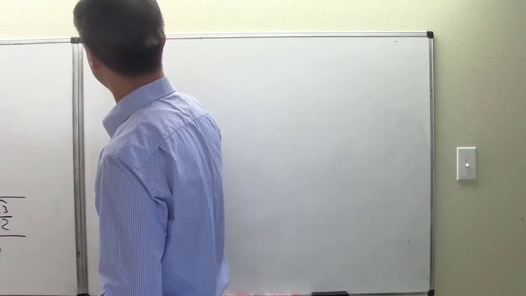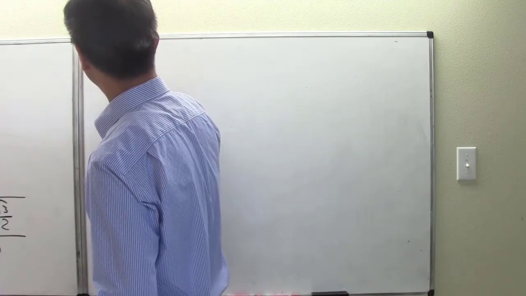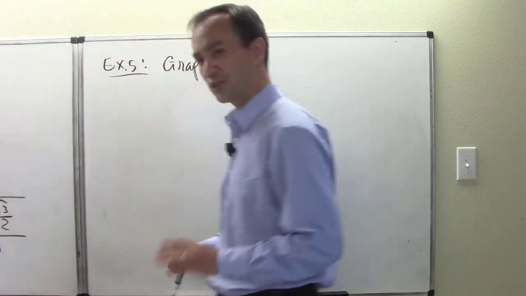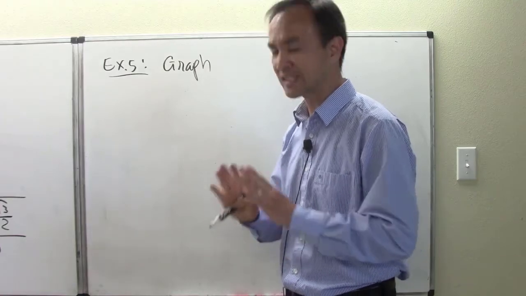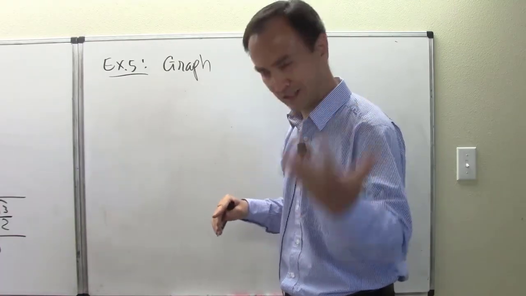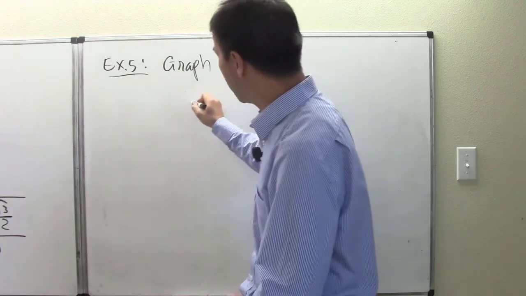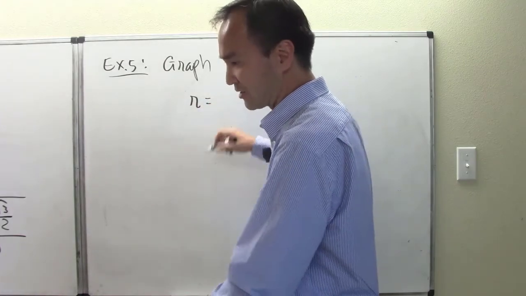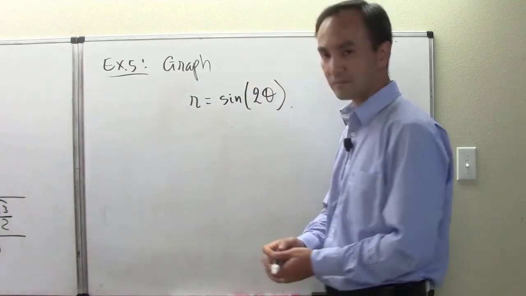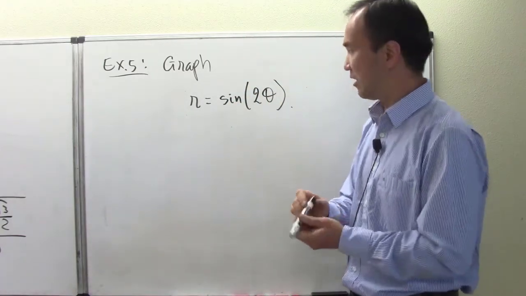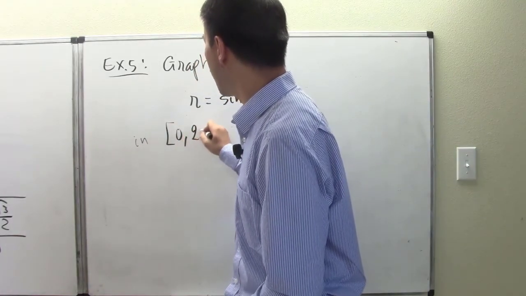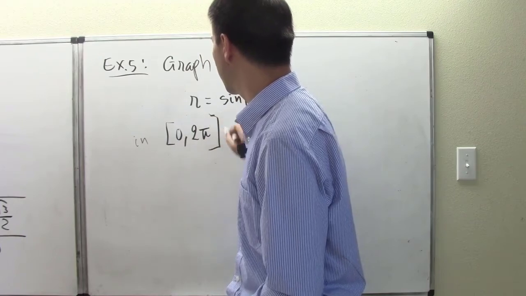All right, and so now in example 5, we only need to have one problem here. Let's graph, and this time it's the same kind of problem. We're graphing, but we approach things completely differently. So we want to graph the polar equation R equals sine of 2 theta. And now let's graph this in an interval from 0 to 2 pi. And that interval is just good enough.